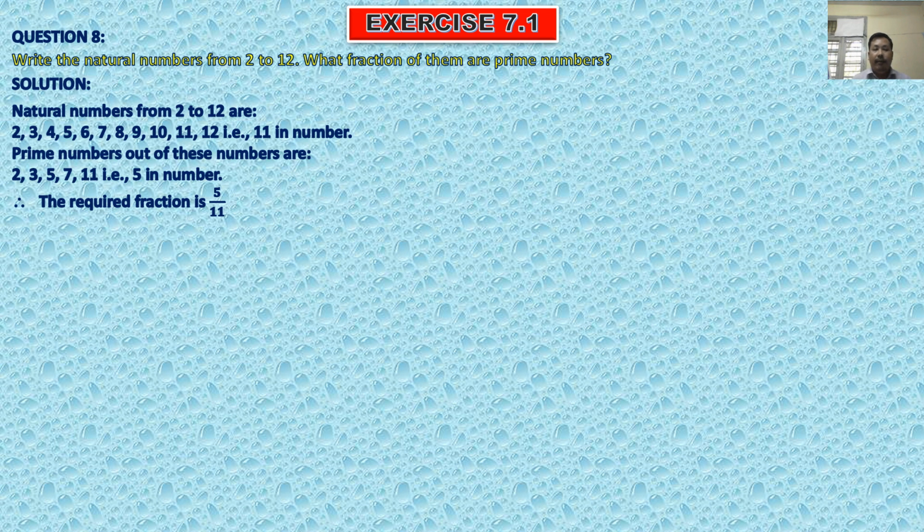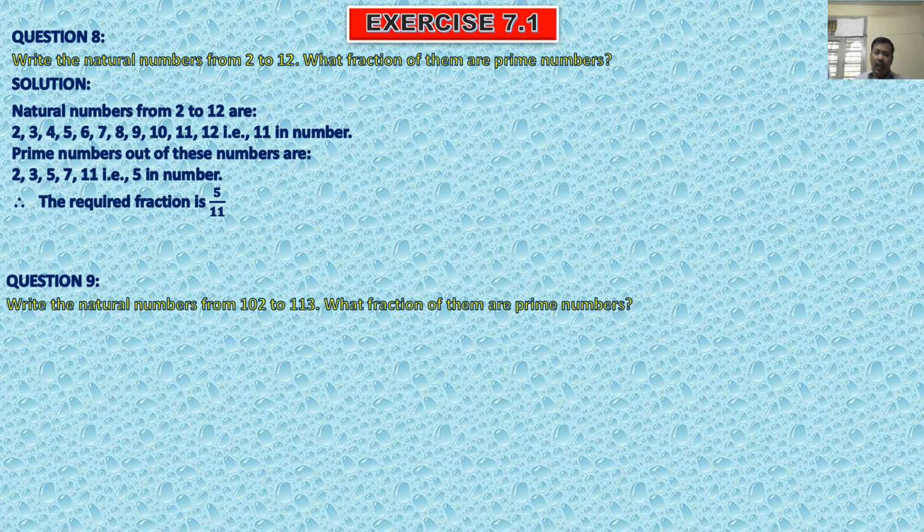5 prime numbers are there out of these 11 numbers, so 5 by 11 is the fraction of the prime numbers in this natural number group. Okay, clear. So this is the answer for question number 8. Now question number 9 we have.